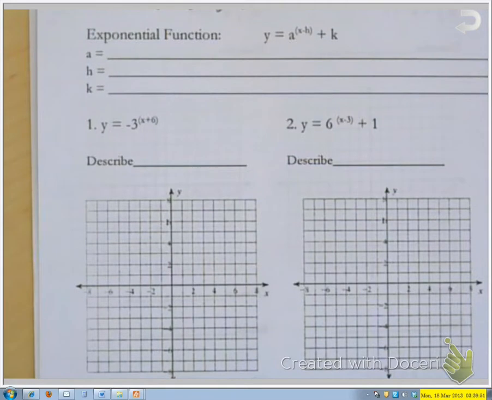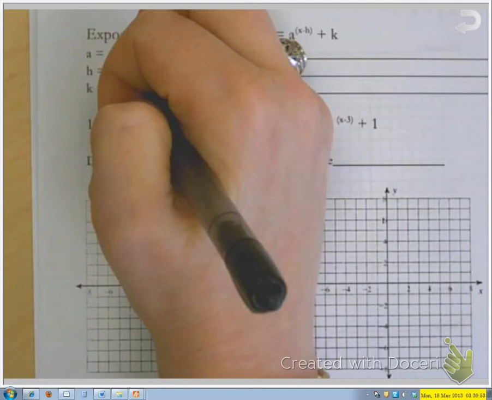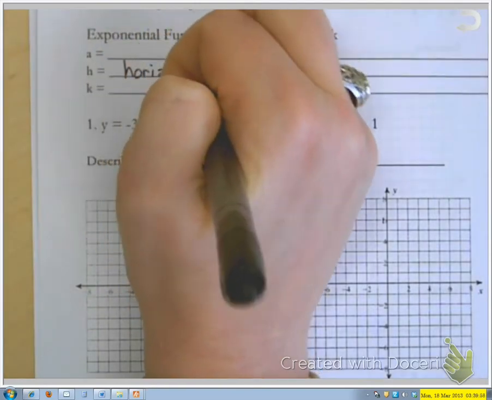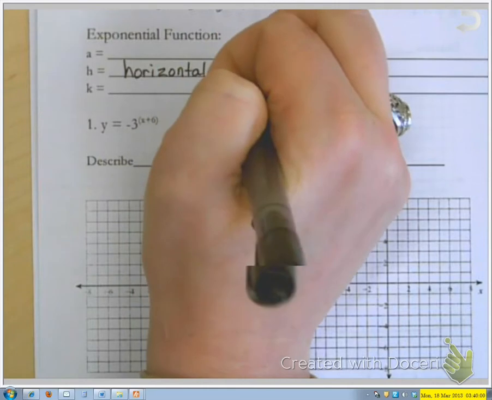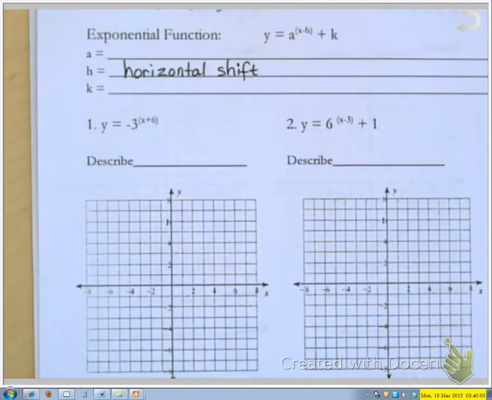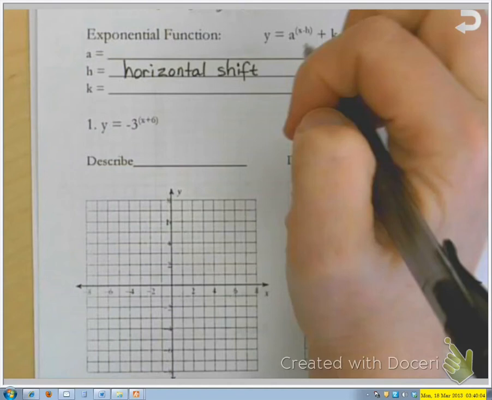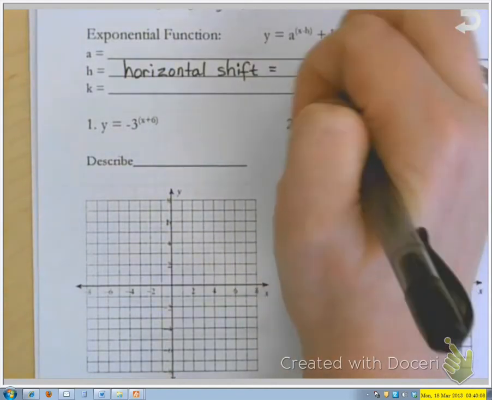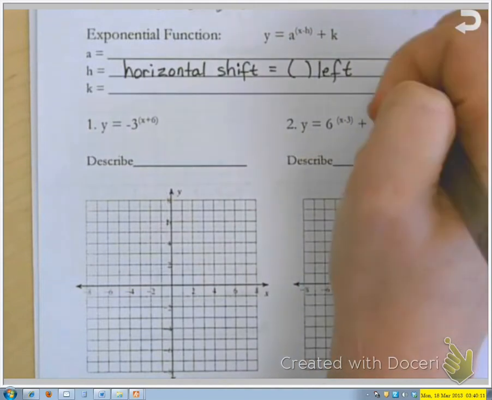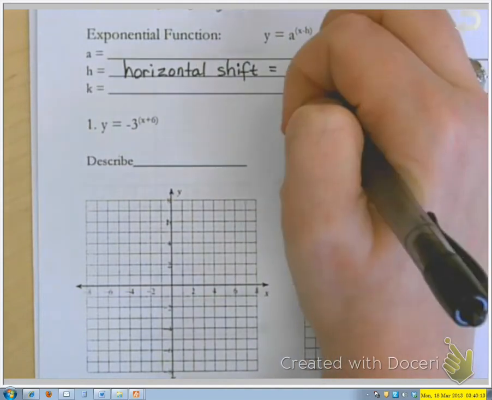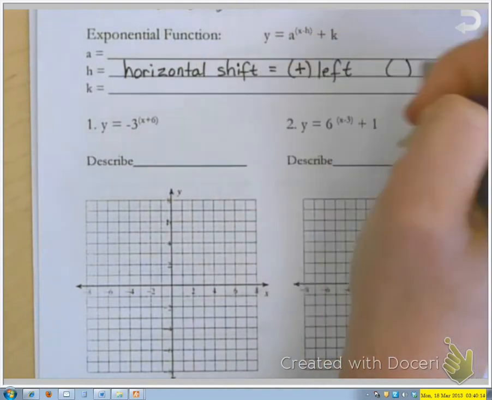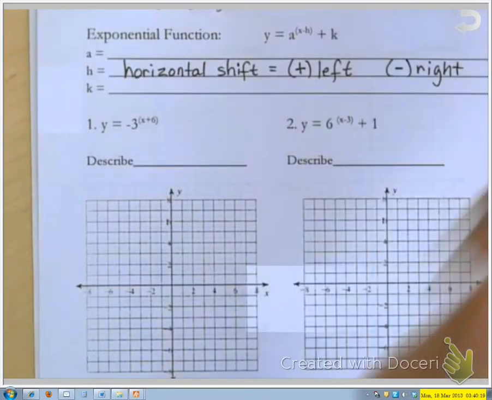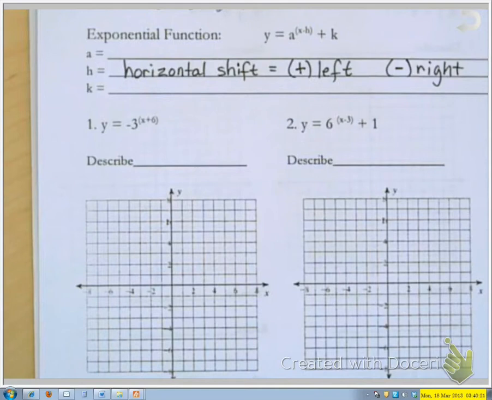So I'm thinking, I remember H. H is the easiest one. H was horizontal shift, and the reason I remember it is because horizontal starts with the letter H. Now horizontal goes to the left and to the right. So to the left, I have to look for a particular sign. Which sign moves me to the left? Yep, it's going to be opposite. The positive sign moves me to the left and the negative sign moves me to the right. It's exactly backwards from what we think it would be.